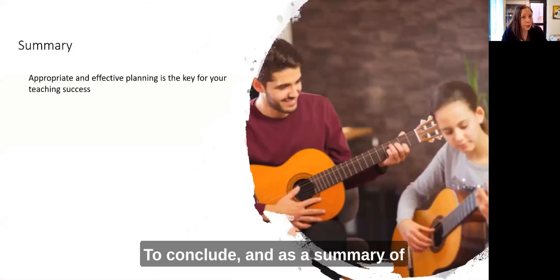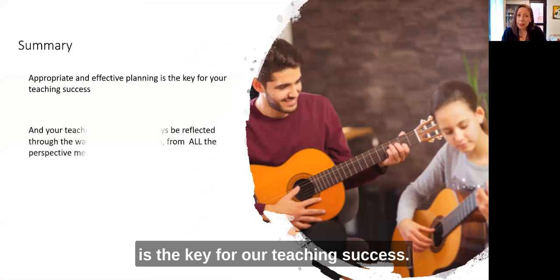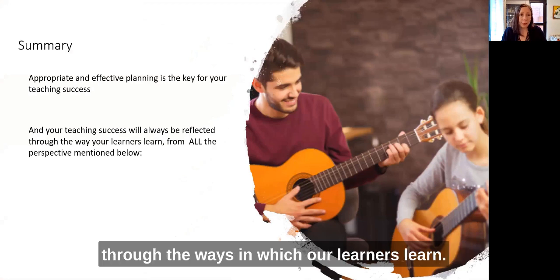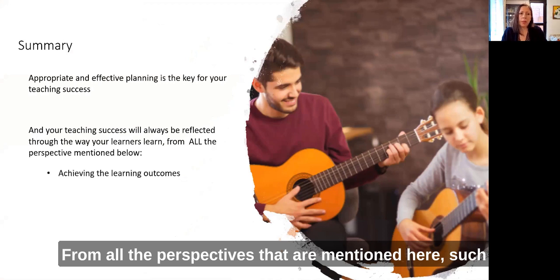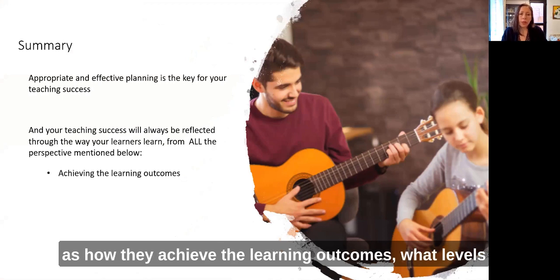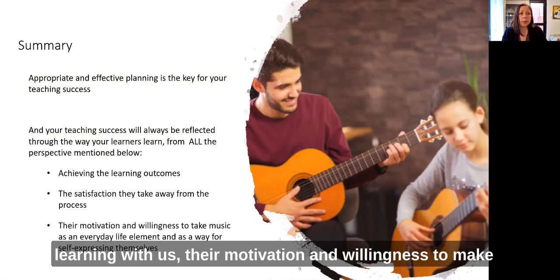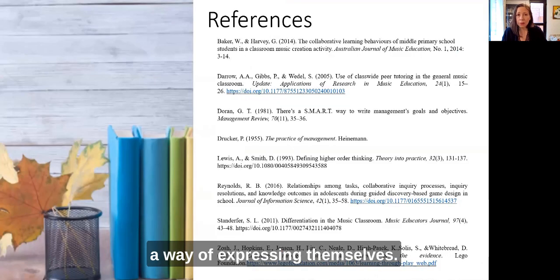So, to conclude, and as a summary of this lecture, appropriate and effective planning is the key for our teaching success. And our teaching success will always be reflected through the ways in which our learners learn, from all the perspectives that are mentioned here, such as how they achieve the learning outcomes, what levels of satisfaction our learners take away from their learning with us, their motivation and willingness to make music as an everyday life element and also as a way of expressing themselves.